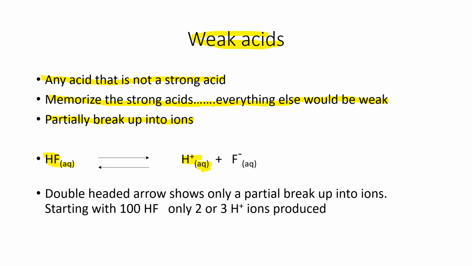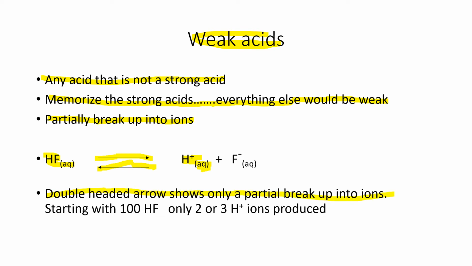Now, how do we recognize that this is weak? Well, from the formula, we would say HF is not in that list of strong acids, therefore it must be weak right away. We also recognize that instead of the arrow going in one direction, we have the arrows going in both directions. We have the equilibrium arrows. Both things are happening. Remember what that double-headed arrow actually shows you. Your double-headed arrow shows you a partial breakup of ions.